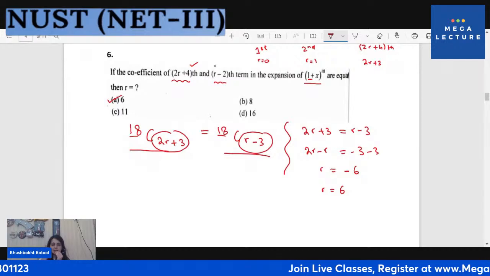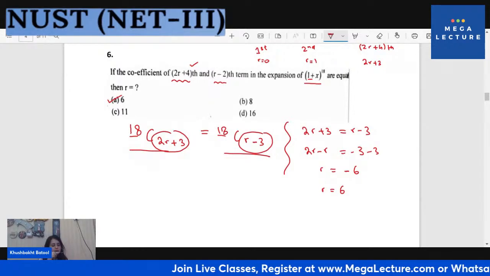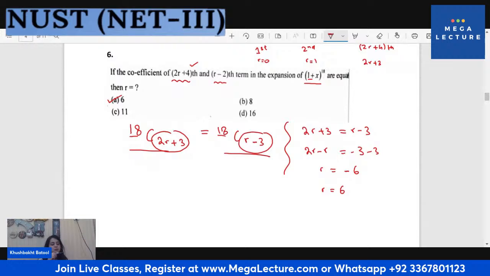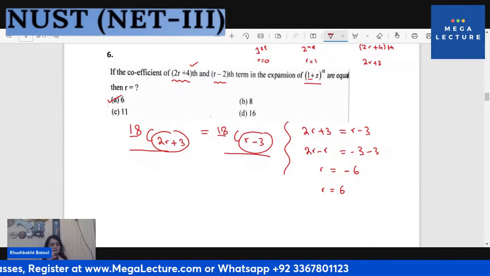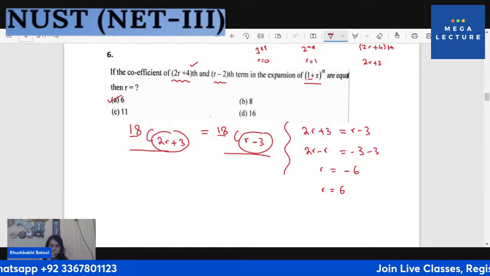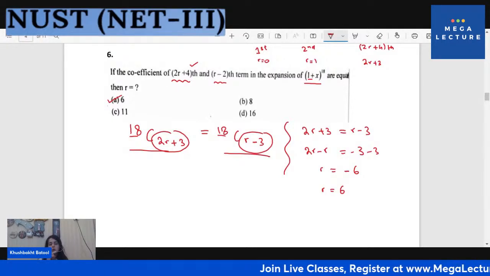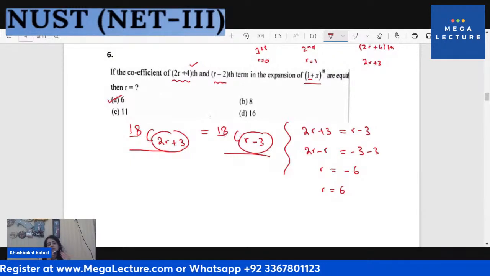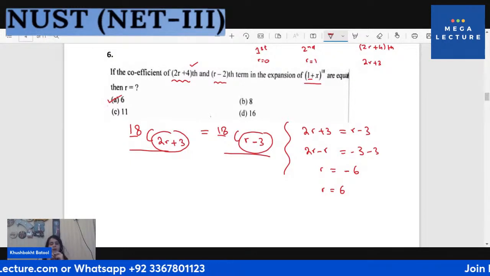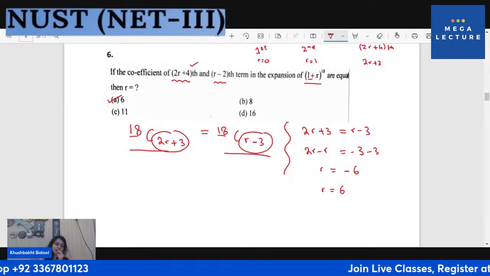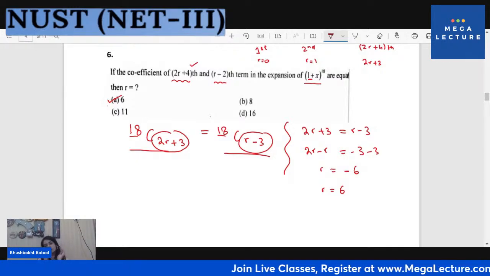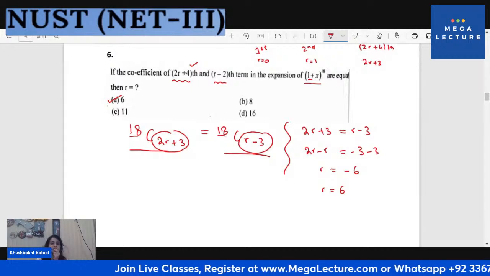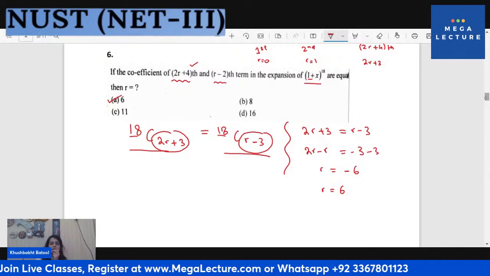I'll repeat this question. Please remember, whatever the number of the term is, the value of r is going to be 1 less than the number of the term. So if you have the (2r+4)th term, then the value of r for that term would be 1 less than 2r plus 4, so it would be 2r plus 3. If it is the (r-2)th term, it would be r minus 3. Upon equating them, I got r equals minus 6. r cannot be negative, so it would be positive 6. So the answer is going to be A in this case. All right, let's talk about the next question.